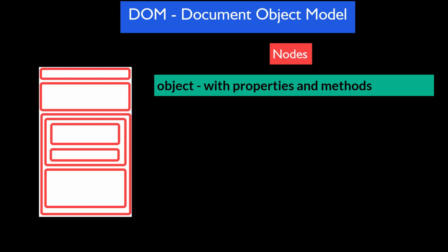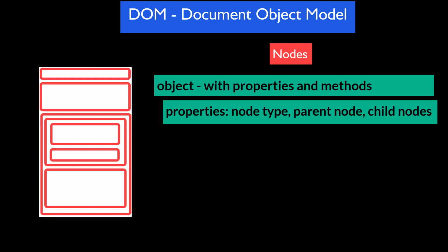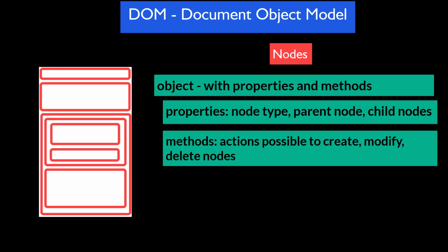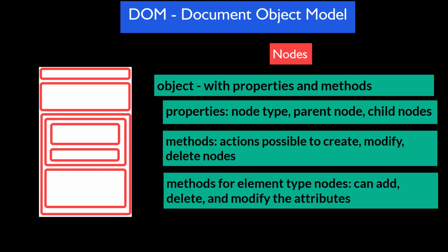A node is an object. It has properties and methods. Basically, a node's properties are things like the node type we've just discussed, and identification of the node's parent node and its child nodes, and so forth. A node's methods are the actions you can take to create, modify, or delete nodes, and in the case of element type nodes, the available methods allow you to add, delete, and modify the attributes of an element.